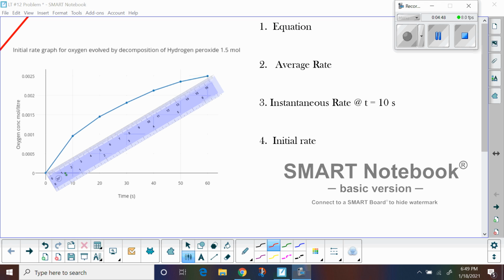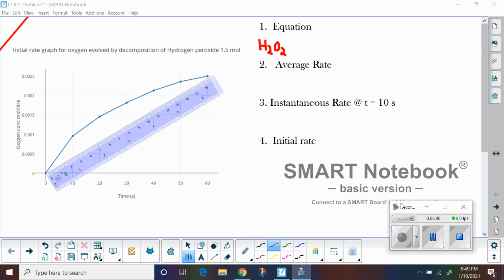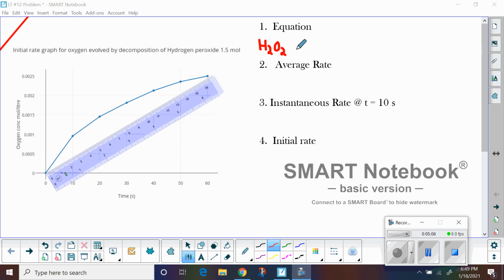So let's start with the equation. To write an equation for this, I'm going to first know what the formula for hydrogen peroxide is. It's H2O2. And this is one of those types of chemical equations for a chemical that you're just going to have to remember. It's going to decompose into water and oxygen gas.